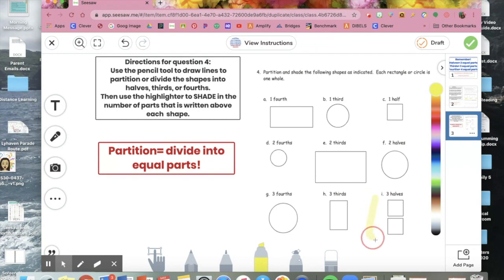This last question, remember, it says halves. I'm just going to help you out here. You want to make sure that these are partitioned into halves, and then you are shading in 3 of them. Okay, my friends, then you're going to click the check when you are done.